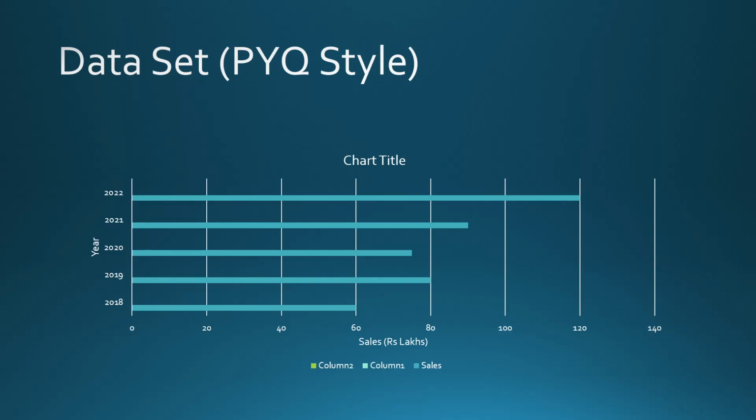So now look at the first data set. This is a previous year CAT question which we are going to solve. So here is the bar graph. There are 5 years: 2018, 19, 20, 21, 22, and the sales of a company are given in rupees lakhs. In 2018 it is 60, in 2019 it is 80, in 2020 it's 75, in 2021 it's 90, in 2022 it's 120. So now let's solve questions based on this.